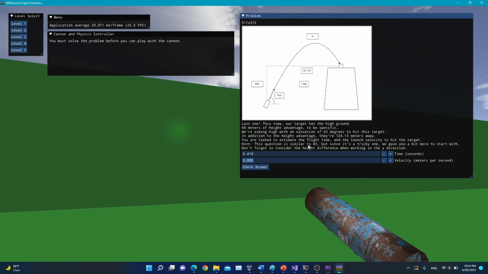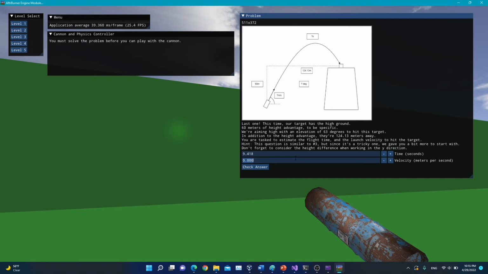The main thing is, if you're familiar with the equation delta S equals V naught times T plus 1/2 A T squared, it's essentially that, except instead of delta S being 0 like it was in previous instances, since the height changes, that's non-zero. And that's one thing we specify here by saying don't forget to consider the height difference.